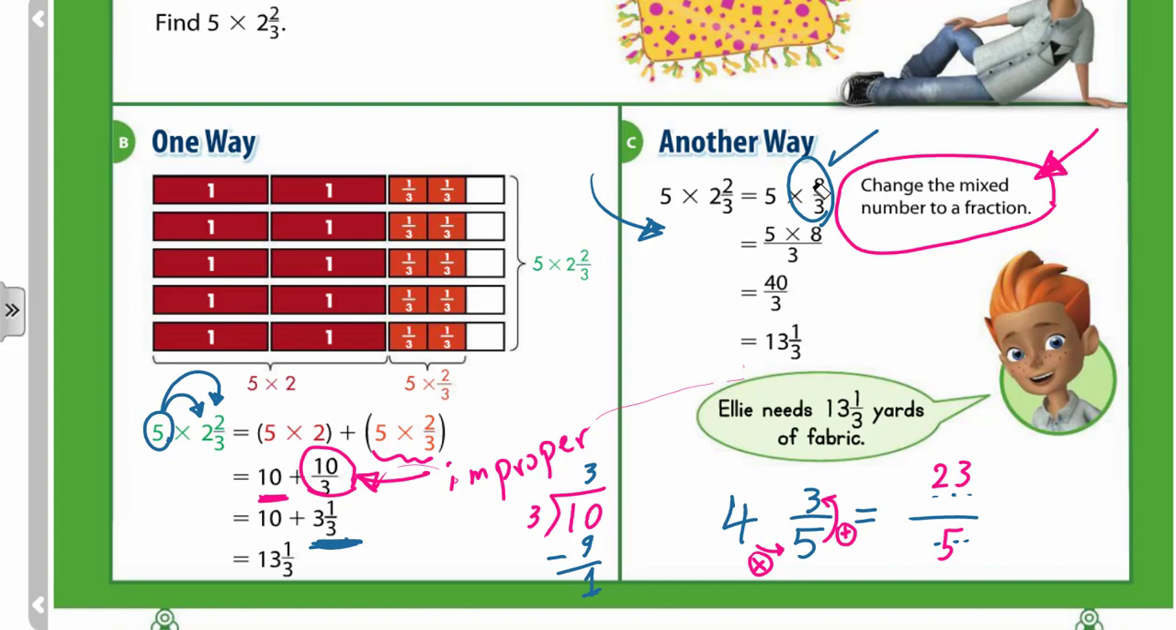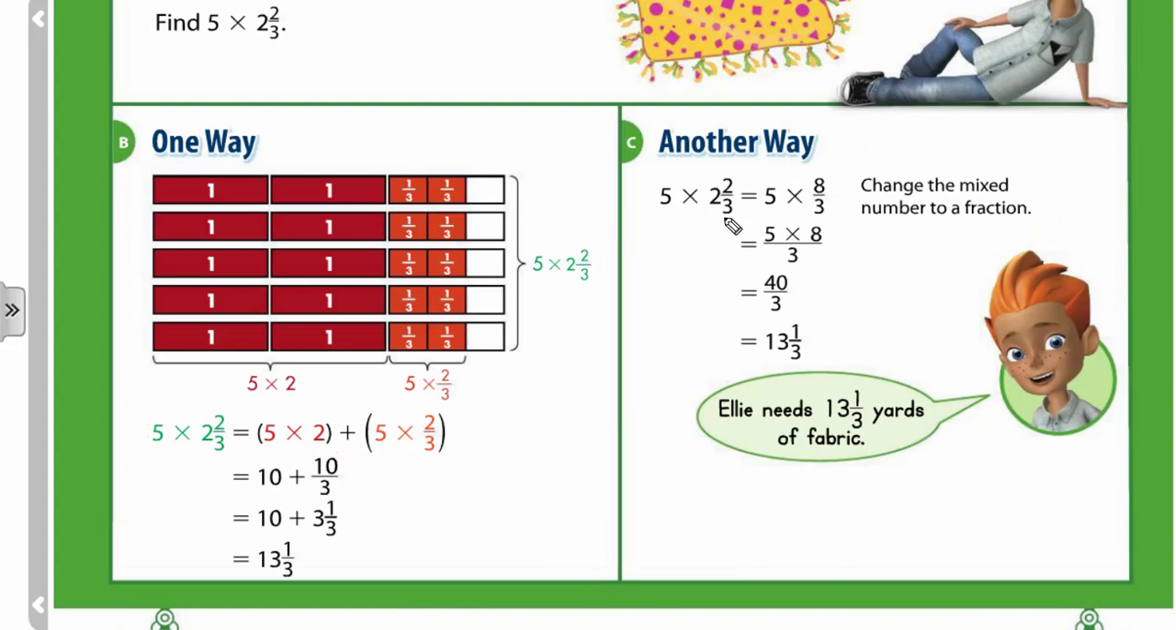Let's continue with the second way. I will erase all this so we can focus here. The first step, change the mixed number to a fraction. Then just multiply it. You know that we multiply the numerator. So 5 times 8 and keep the same denominator. 5 times 8 equals 40 and the same denominator 3. So the answer is 40 thirds.